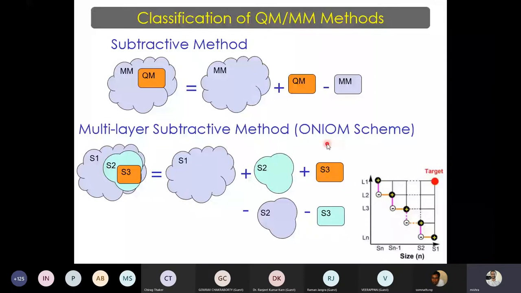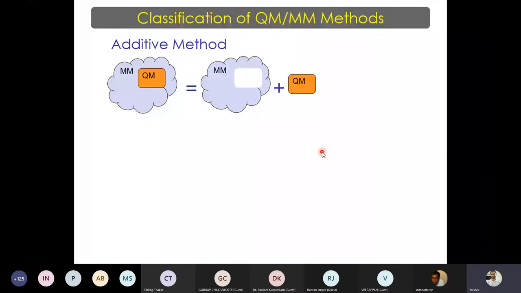All right. Now we go to the additive scheme. The problem with the subtractive scheme is, as I said, that I had to do this MM calculation twice because I'm being forced to do a molecular mechanics calculation even in this active site region. In the additive method, what it does is, okay, you don't worry about this active site region because you anyway did not want to make that force field, so better don't make it. So do this MM calculation for the rest of the system. For this active site, just do a QM calculation and then add this up.